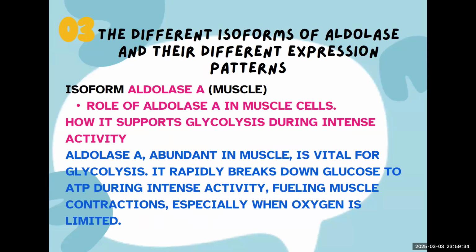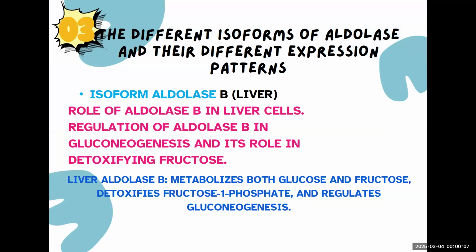For example, aldolase A, which is the first isoform, we can find in muscle, and it has the same structure as all aldolases, but is present in muscles. So the role of aldolase here is represented by muscle tissue, or localized in the muscle tissue and erythrocytes. Erythrocytes are red blood cells, and they participate in glycolysis in all our body tissues.